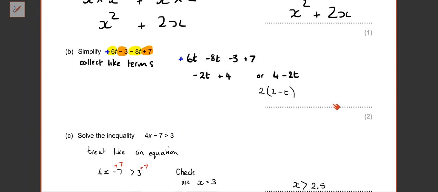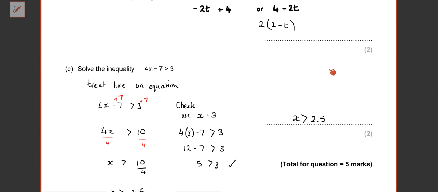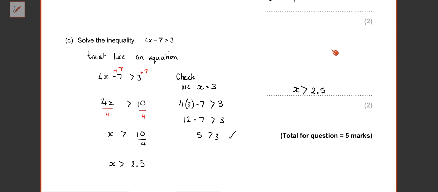Solving the inequality. Remember, treat it like an equation. So add the 7 to both sides, divide by 4, gets me x has to be greater than 2.5. I've said do a check. Again, you could have done this mentally, it's not a problem. First number, easiest number greater than 2.5 is 3. I've ended up with 5 on using this. 5 is greater than 3, that's correct, so I'm on 5.